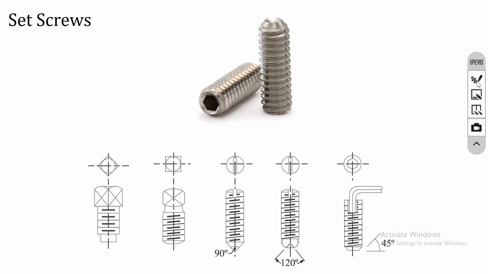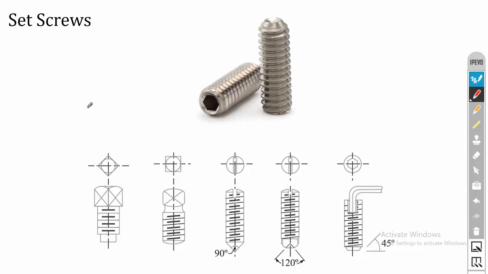Then the next one is set screws. In set screws, we don't have a cap. Actually, in cap screws, we have some cap structure for initial tightening and loosening, but in set screws, we don't have a cap. And in most of the set screws, the allen keys are used for tightening applications. Okay.